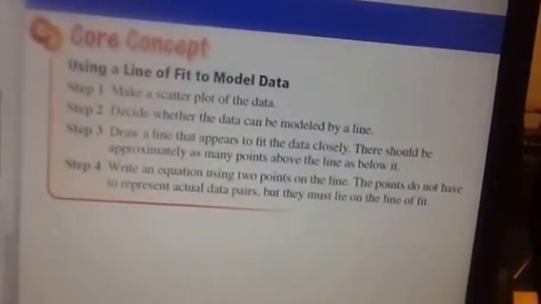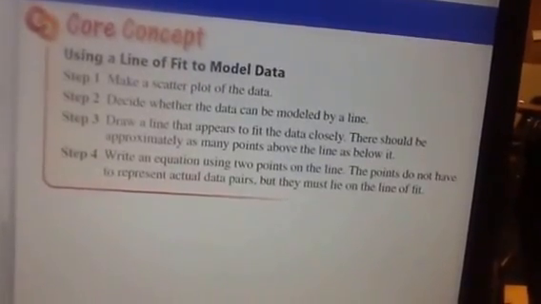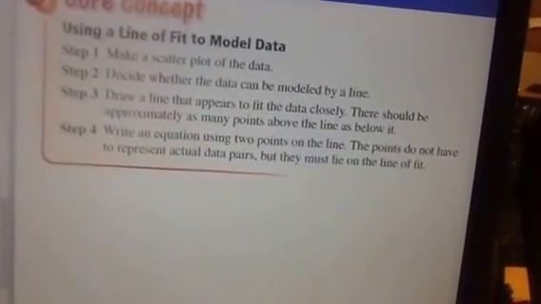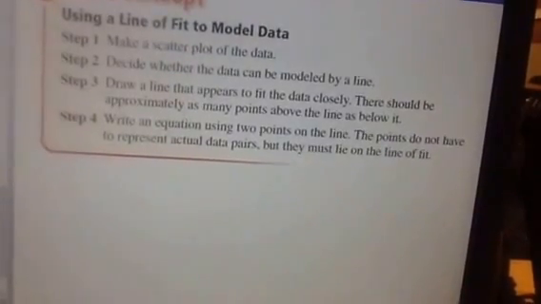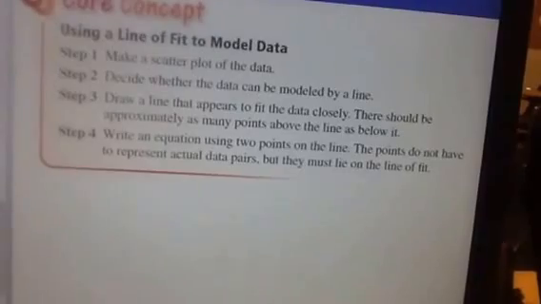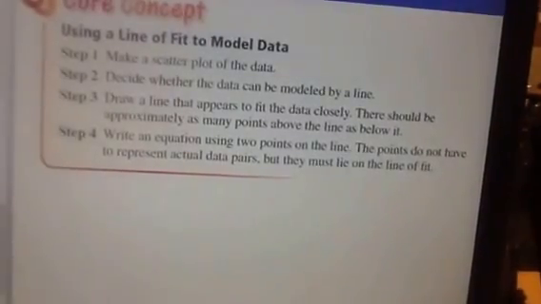In other words, you're going to create this scattered kind of graph, and you're going to try to determine a line that would fit that data the best. And then write it as y equals mx plus b. Write it as a line, as an equation. So let's look at an example here.